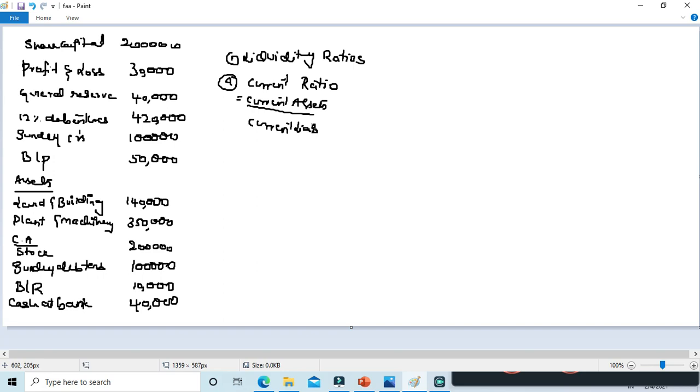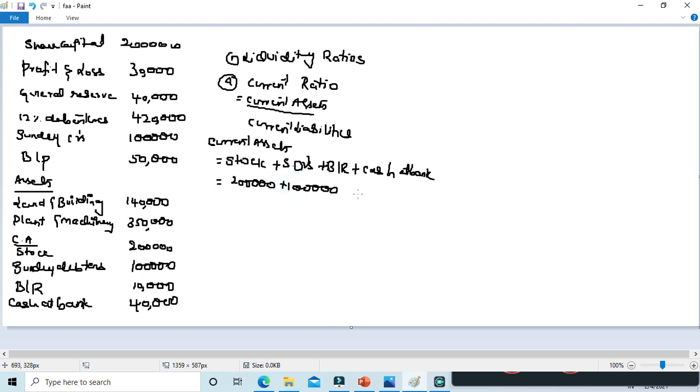When you talk about current liabilities, in our question we have only two. Share capital is long term, profit and loss is long term, general reserve is long term, 12% debentures is long term. Only two are there: sundry creditors and bills payable. So let's take those. Sundry creditors plus bills payable, so here it will be 1 lakh plus 50,000, which is 1 lakh 50,000.